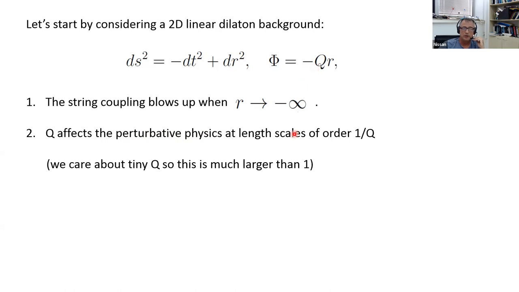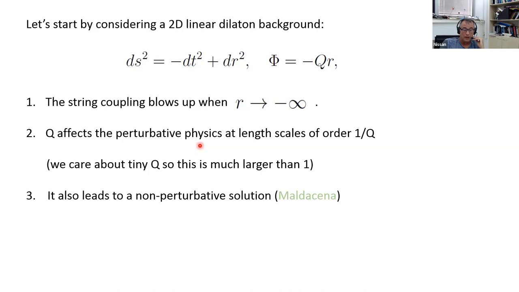is shifting a little bit the perturbative physics. So it shifts a bit the dimensions and things like that. And this is associated with affecting physics at distances of the order of 1/Q. Now, we care about Q that is small, so this is really affecting things at distances which are much larger than one. But it also leads to non-perturbative effects. And these non-perturbative effects are new solutions that appear when Q is not zero.